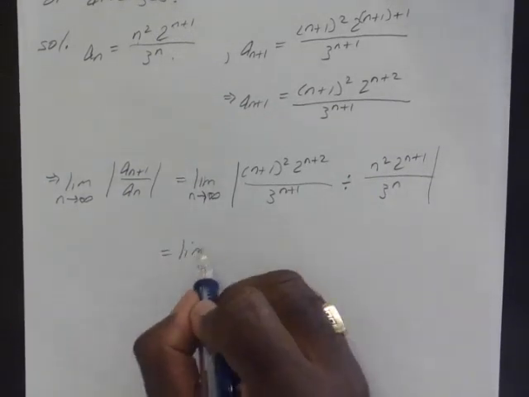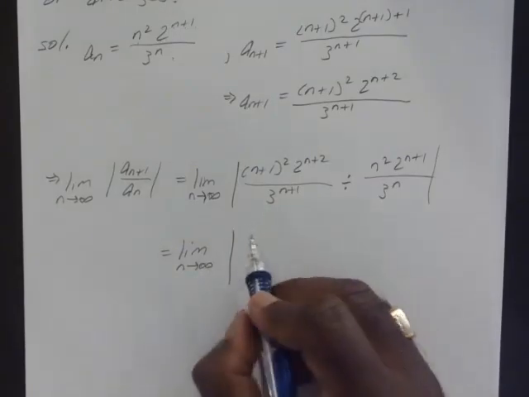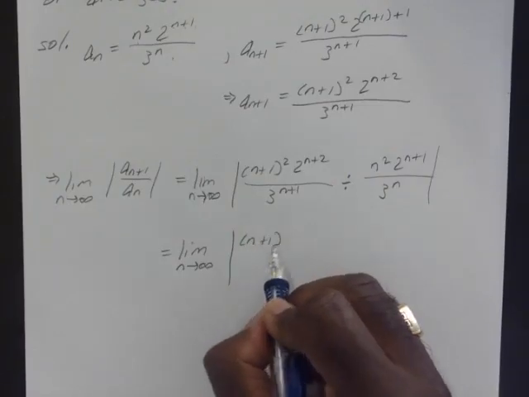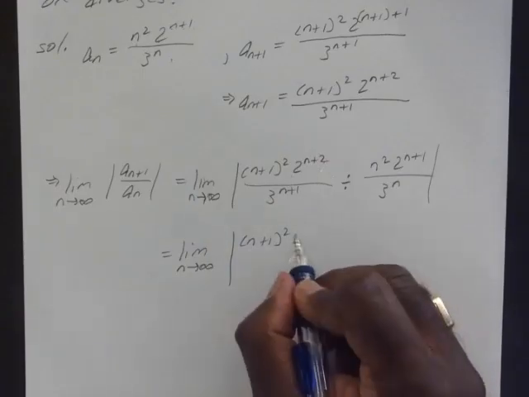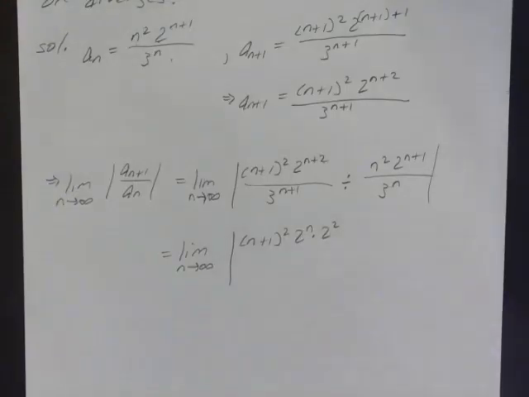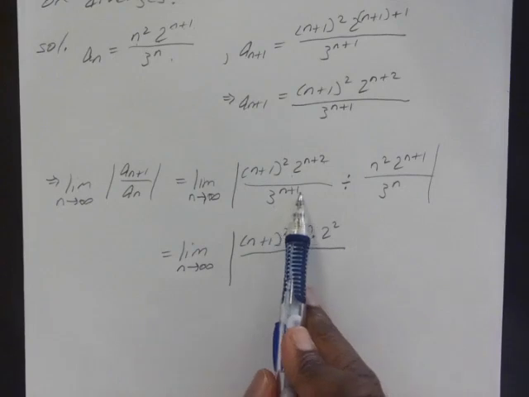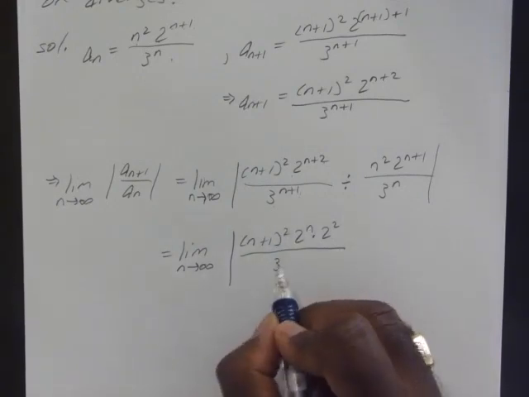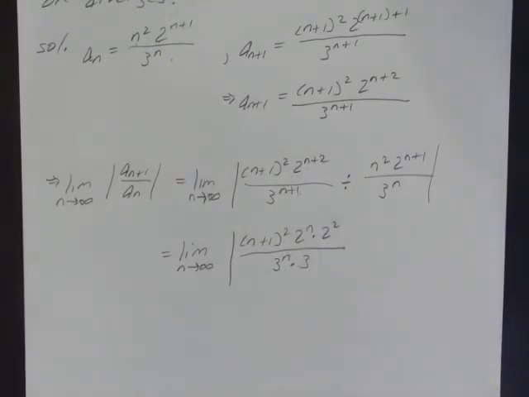Okay, so we know that the limit as n approaches infinity, we have n plus 1 squared, and 2 to the power of n plus 2, we can rewrite that as 2 to the power of n times 2 squared. All divided by 3 to the power of n plus 1, we can rewrite that as 3 to the power of n times 3 to the first power, or just 3.